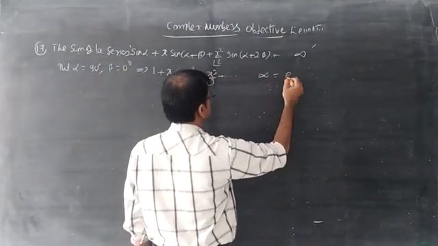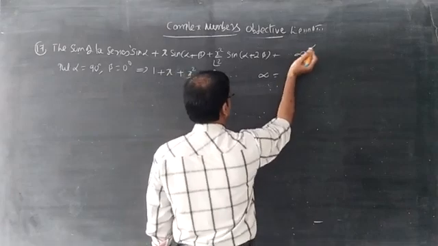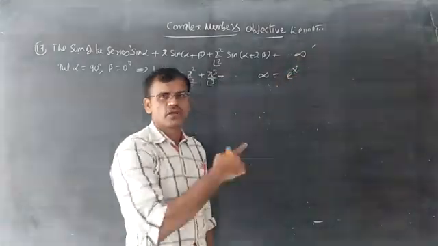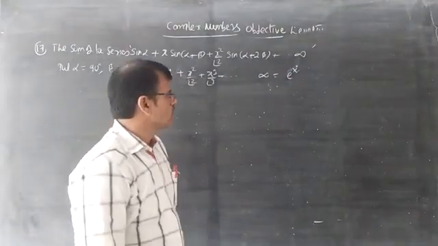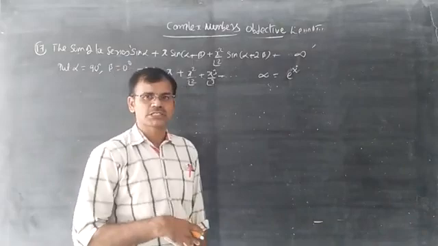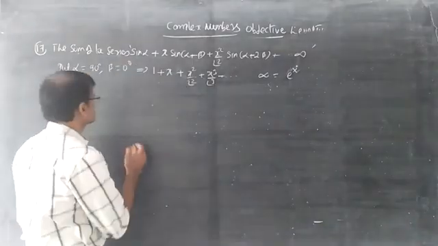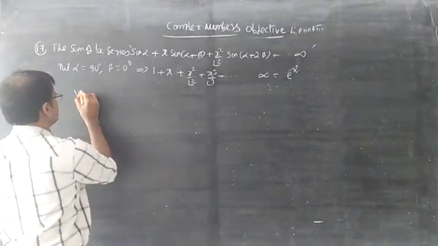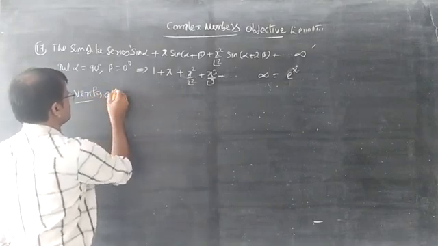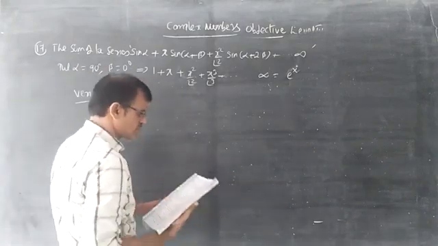This infinite series expansion, we know that it is e power x. I said all the formulas in first year, Rolle's theorem module itself. This is the formula of e power x, Maclaurin's expansion. Now verify the options. So we should get e power x as the answer.